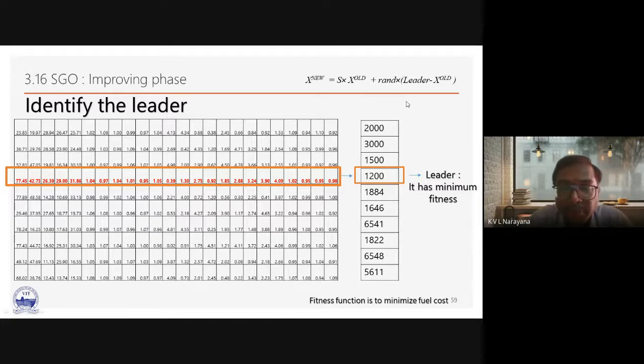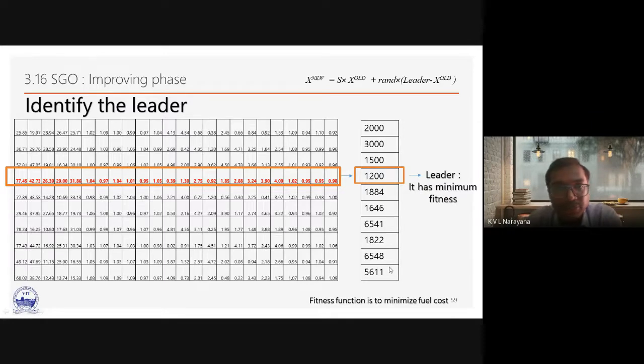Now, how to identify the leader among all these population members? There are 10 population members. The population member which gives the minimum fitness value is identified as the leader as per the SGO. Are you getting the point? So what does it mean? He is the person who has more knowledge compared to the other persons. We have considered 10 persons in a group. The person who has more knowledge gives the minimum value of fitness as per the formulation. So this can be considered the leader. So this is the improving phase. First, in the improving phase, we have to identify the leader of the population members.